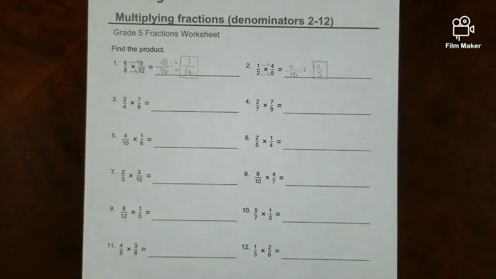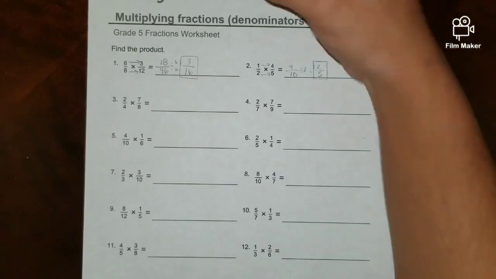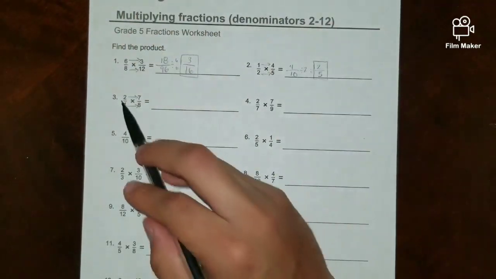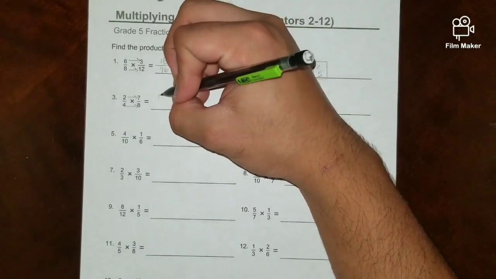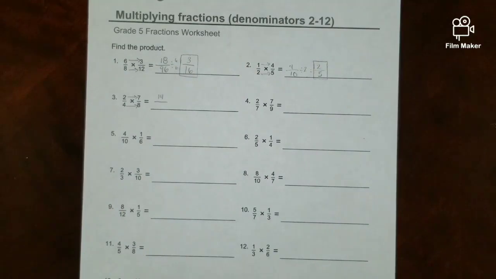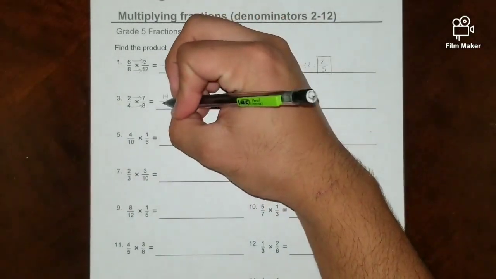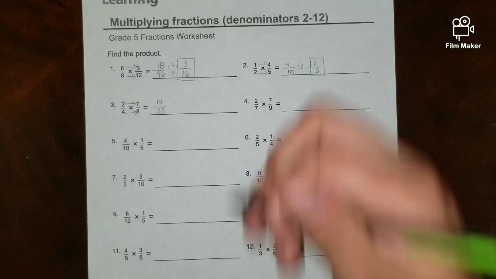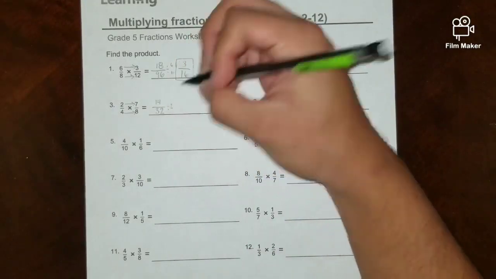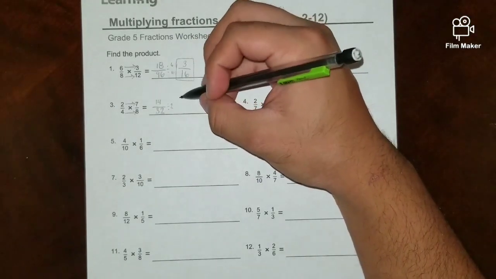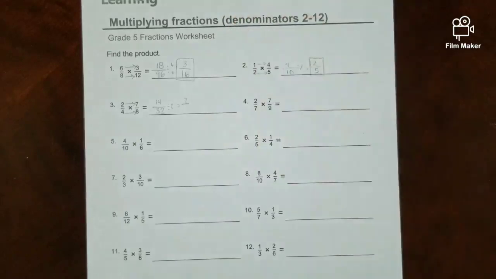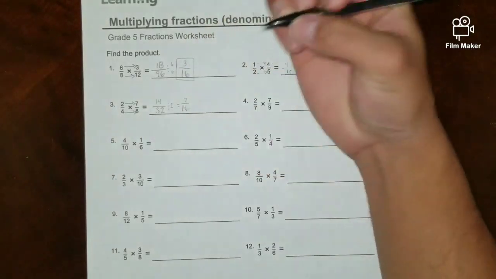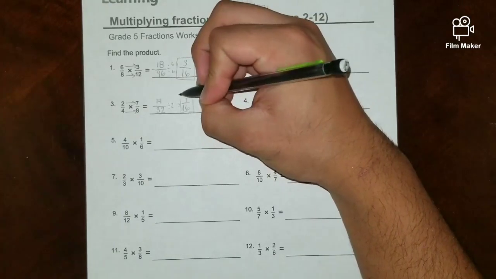For the next one, we have 2 over 4 times 7 over 8. So let's set it up. We draw our arrows so we know what we're multiplying. So 2 times 7 is 14, and 4 times 8 is 32. And since they're both even numbers again, we can divide them by 2. 14 divided by 2 would give us 7. And 32 divided by 2 would give us 16. So that would be our final answer, 7 over 16.